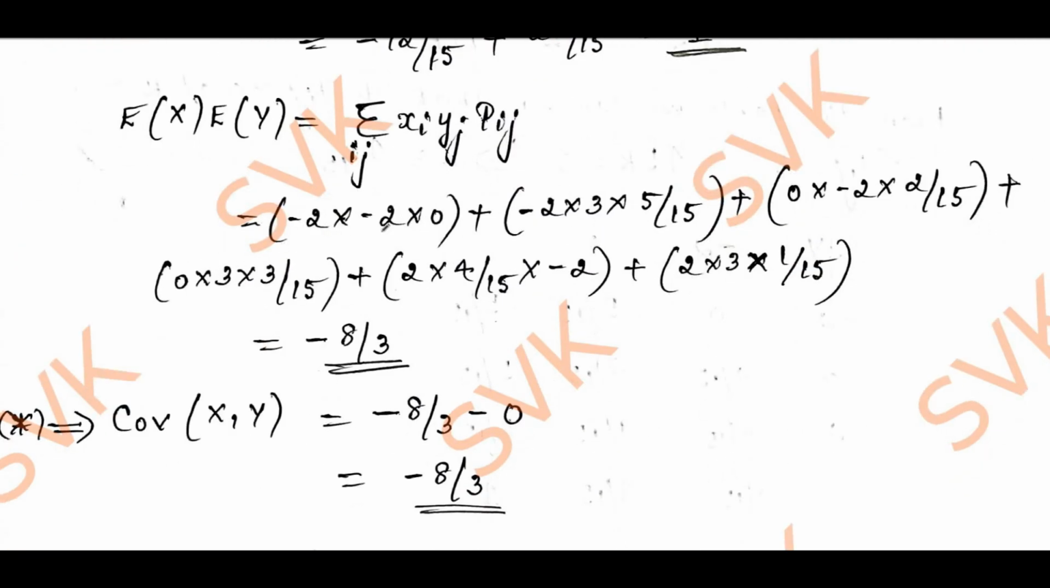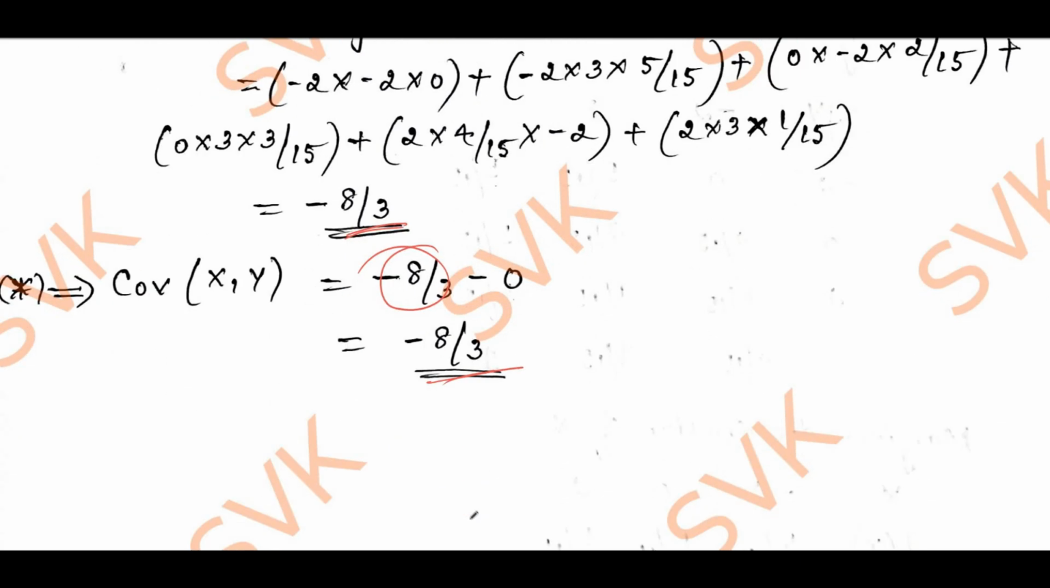See here, minus 2 into 0, minus 2 into 3 into 5 by 15. All those values have been taken and multiplied, and we get minus 8 by 3. Substituting in the above formula, expectation of xy is minus 8 by 3 minus expectation of x into expectation of y. Expectation of x value is 0, and 0 into any value is 0. So therefore you are left with the answer: covariance of xy is minus 8 by 3.